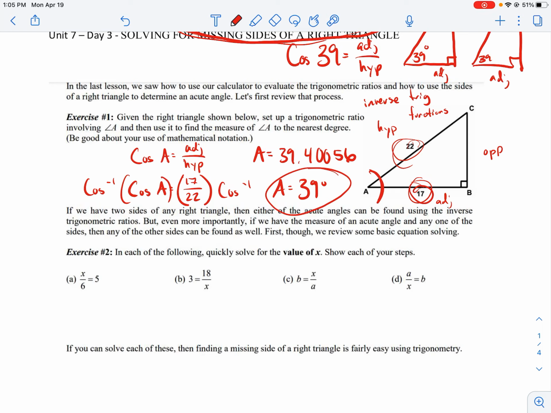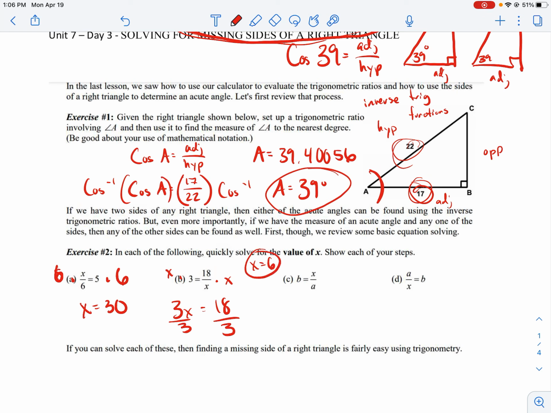Okay? So in exercise 2, it says, in each of the following, quickly solve for the value of x. Okay? So we just have to be prepared to see some problems like this, right? So in order to solve for x here, I'm going to multiply both sides by 6. So x is equal to 30. Here, I'm going to have to multiply both sides by x in order to get that x out from underneath the denominator.